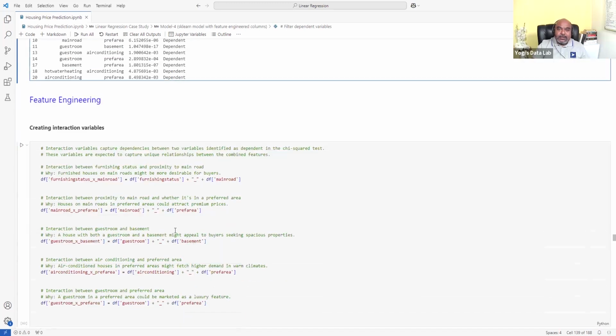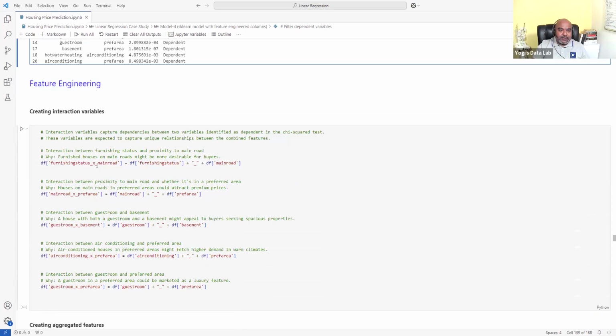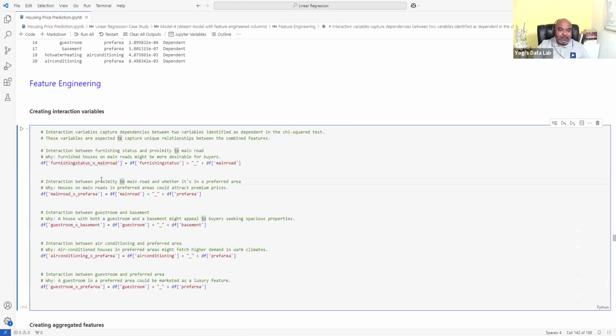So what we have done here is I have created a couple of features. The first I have created is interaction variables. The first one is that furnished houses on main roads might be more desirable to buyers. So we have created a column called df furnishing underscore main road. If it is a yes, I've gone ahead with yes underscore yes. This is how I've created these variables: 1 underscore 1, 1 underscore 0.